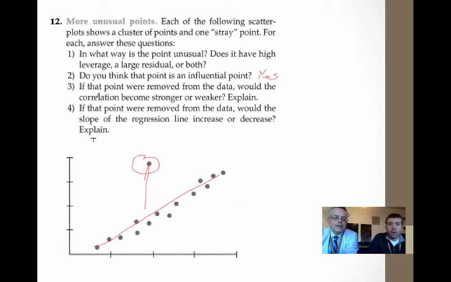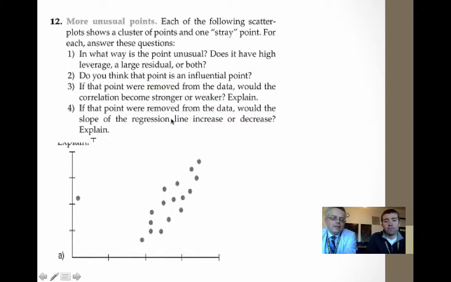Okay. If the point is removed, would the correlation become stronger or weaker? What do you say? I'm going to say stronger. I'll agree with you. Because if it were gone, we have that nice strong pattern there. Yes. And if that point were removed from the data, would the slope increase or decrease? That's a tough one. I think this point pulls up the slope because it's a little bit to the left. It kind of pulls up. I mean, this point decreases the slope, I'm sorry. Right. It pulls up the left side. So if we take it away, I think it's going to increase the slope. I would agree with that. Okay. I'm going to say increase as well. All right. Very good. That one's kind of tough.